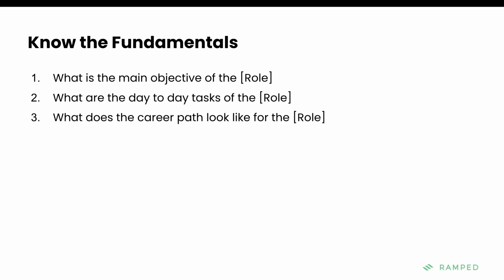If you're in sales, it might be closing deals, right? Bringing in revenue. That's your objective. If you're in product, it might be designing the product. If you're an engineer, it might be building the product. You've got to understand what is the objective of your role.